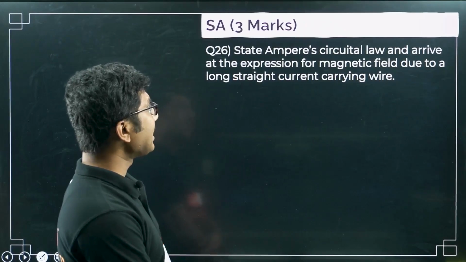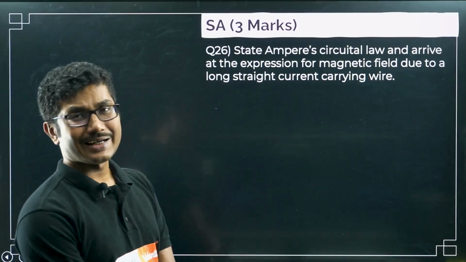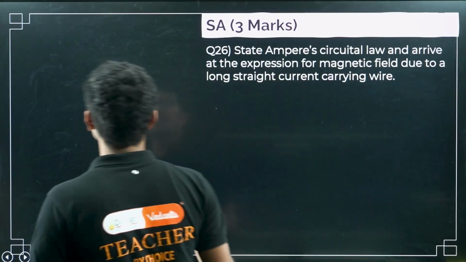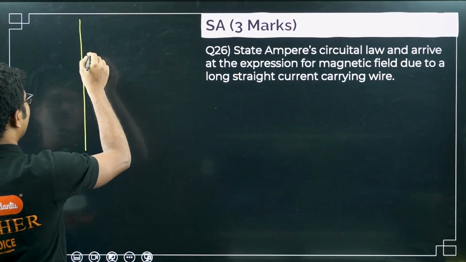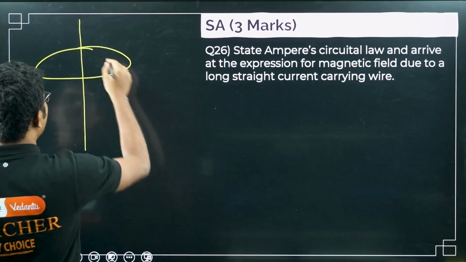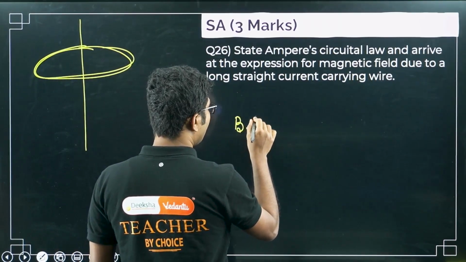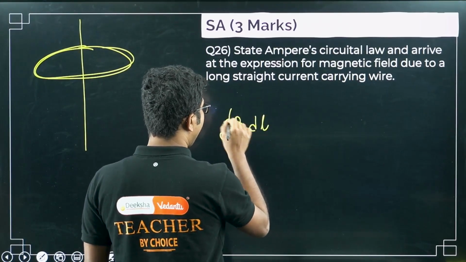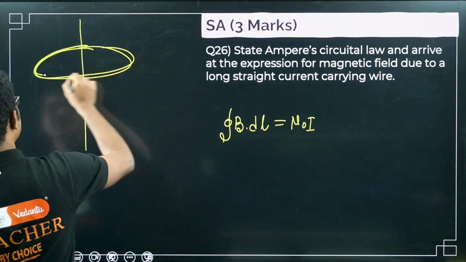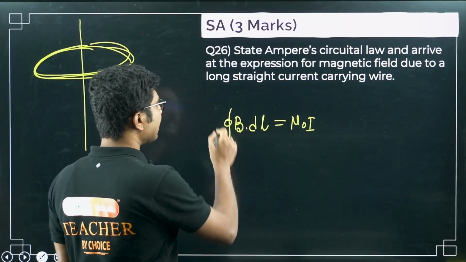Now, state Ampere's circuital law and arrive at the expression for the magnetic field due to a long straight current carrying conductor. So what is Ampere's law? Ampere's law states that the magnetic field due to a closed loop is given by the closed line integral of B dot dl equals mu naught I. Here I is the current enclosed by this loop. Okay, this is Ampere's law. The exact statement you can check in your book and write down, but this is the main statement.